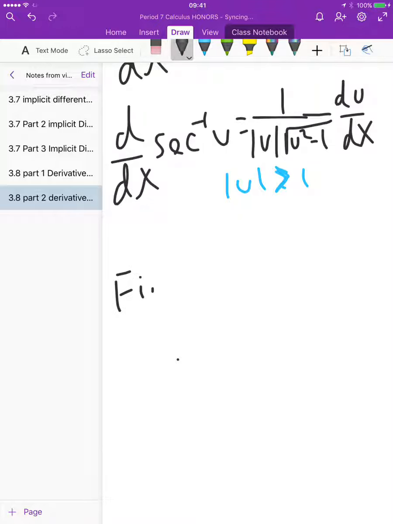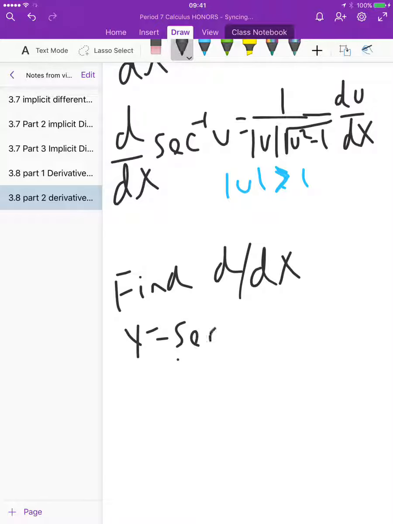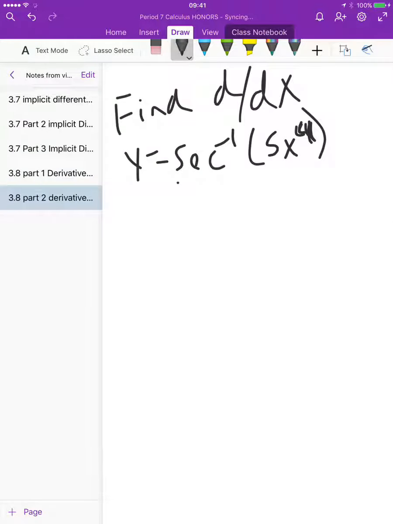If we want to find dy/dx, the derivative of y equals secant inverse of 5x to the fourth. Okay, so now be careful, this is not 5x to the fourth times secant inverse. This is secant inverse of the function 5x to the fourth in this example.